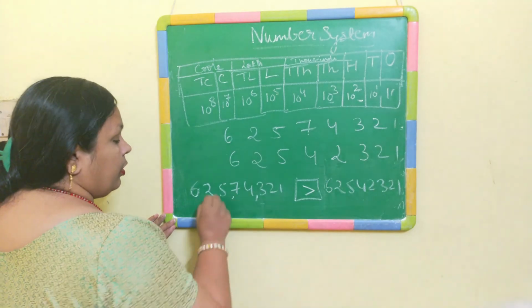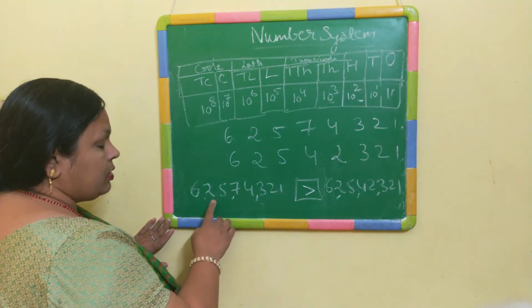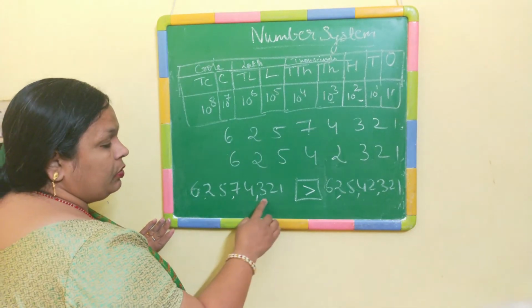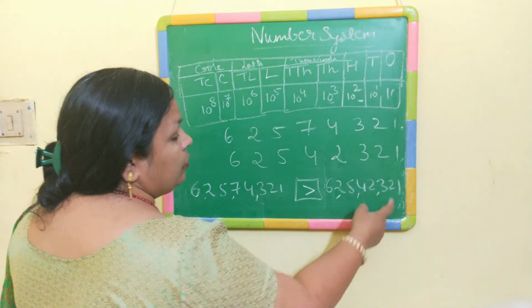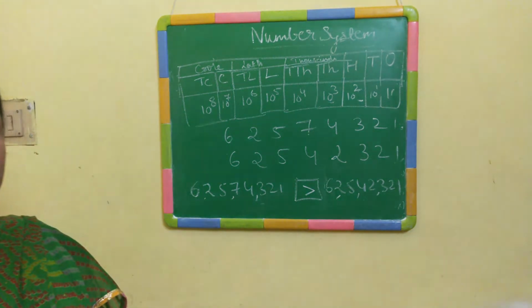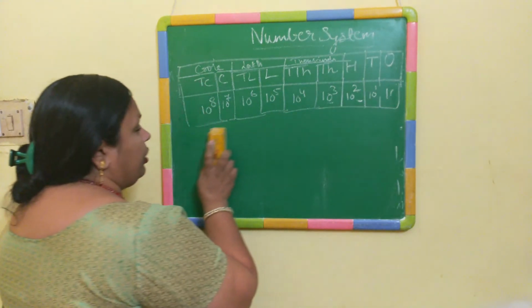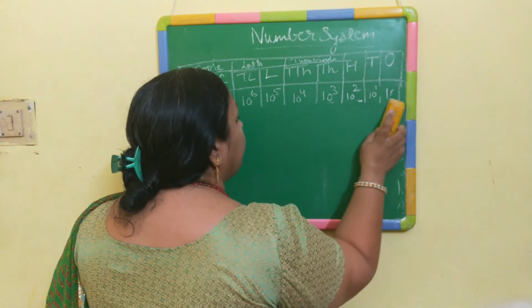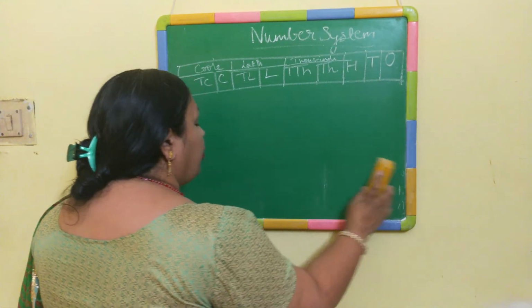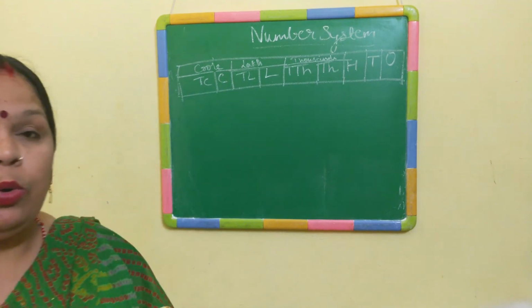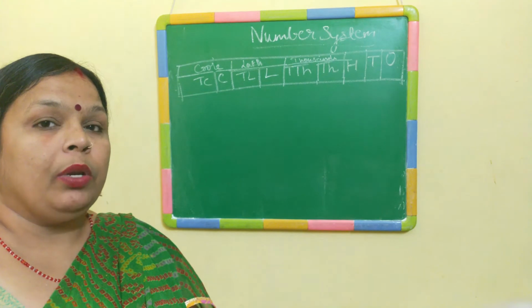So clear? Now that is 6,25,74,321 is greater than 6,25,42,321. Let's take an example of arranging the numbers. Now how will we arrange the numbers? When arranging the numbers comes in the picture, the easiest thing is to write the numbers just below the place values and compare them. We'll take one example of this.